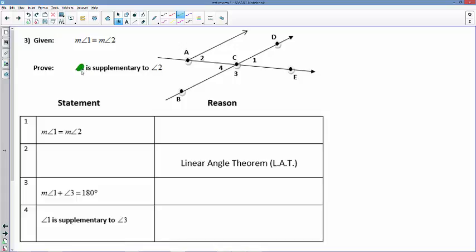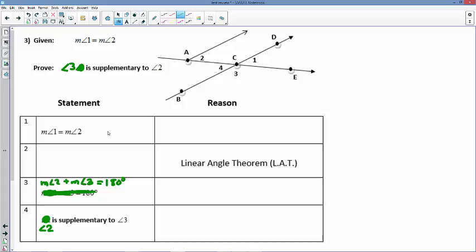Okay, so this shouldn't say angle 1. This should say angle 3 is supplementary to angle 2. If it doesn't, fix that. And of course, that means the same thing down here, okay? This should say angle 2. Okay, and this should say the measure of angle 2 plus the measure of angle 3 equals 180 degrees. Okay, so this is all wrong. Okay, everything else is okay.